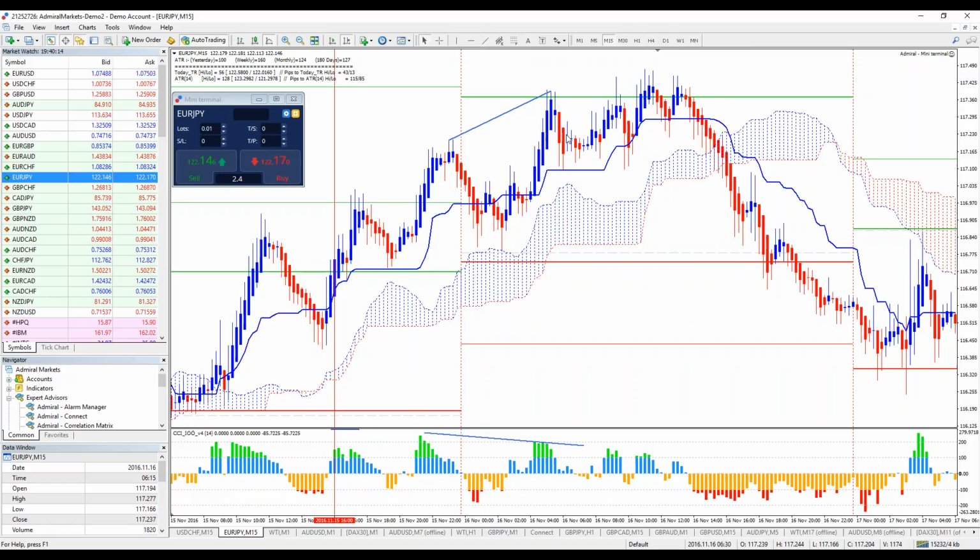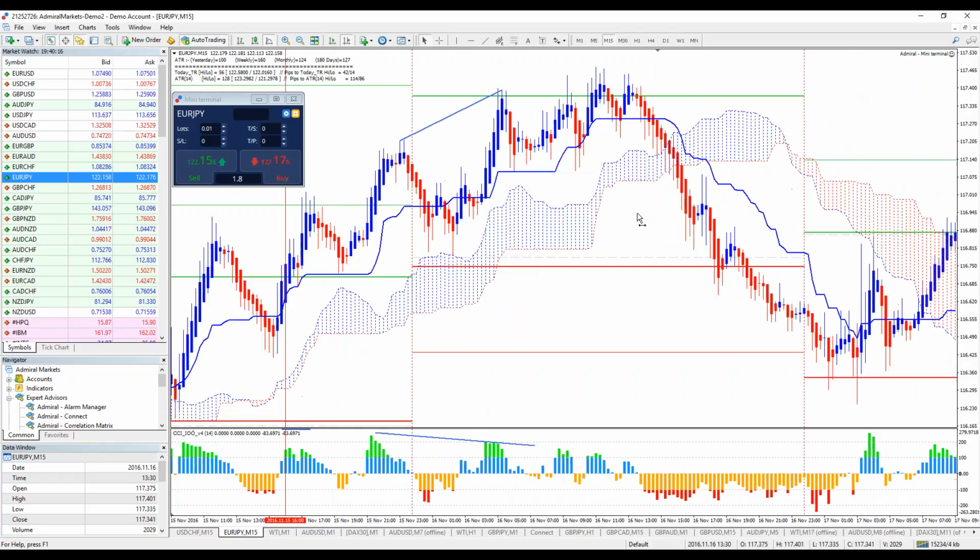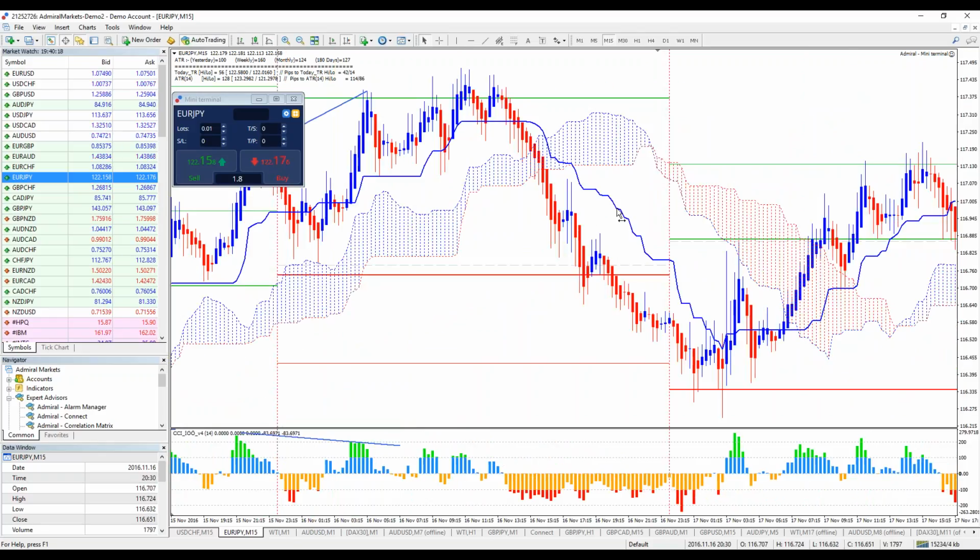But we don't have an entry. 1, 2, 3, 4. Okay, we don't have an entry. Do we have another divergence? Yes. Here. Another divergence. Here. Entry. Let's see. Yeah, definitely divergence.